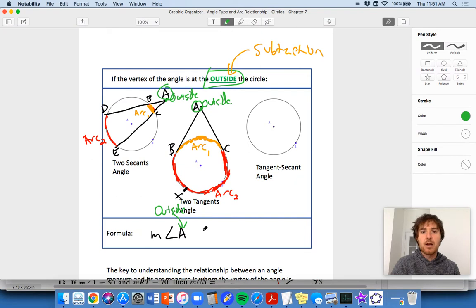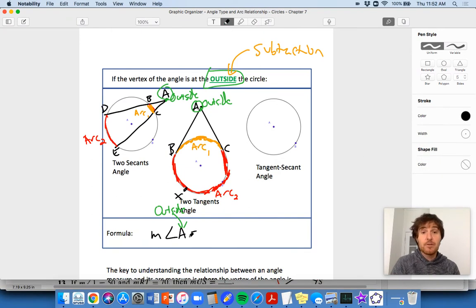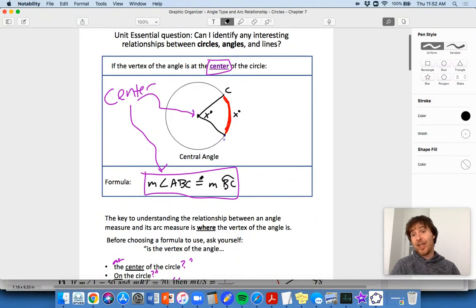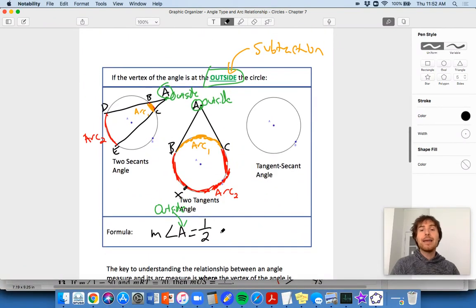If point A is outside, my calculation to find the measurement of angle A, if I knew what arc BC and arc DE measured, is simply to take 1/2. You've got to remember the 1/2 thing. The only time the 1/2 doesn't come up is the central angle, because the central angle just defines the measure of the arc. So I take 1/2 times the difference between the intercepted arcs. And of course, I subtract big from small.